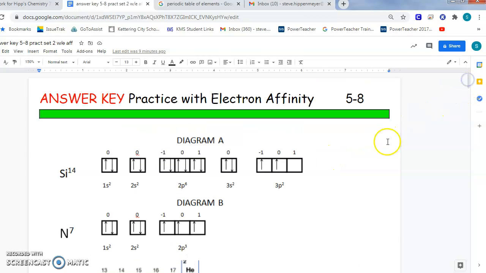Welcome to our help video on 5-8 practice problems with electron affinity, practice questions on electron affinity. We're going to go over the answer key, and this answer key pertains to the second practice set of questions on the assignment. The first one, you went to the Sophia site, you worked through the 3 or so concept pathways to get a better understanding of electron affinity, and then you proceeded with the second set of questions, and here we are now.